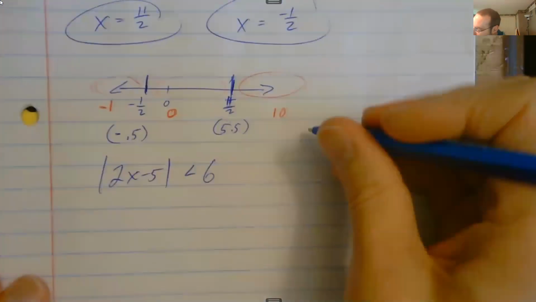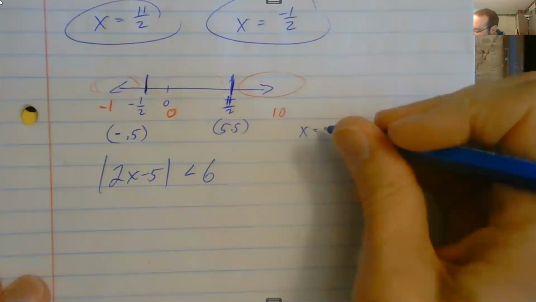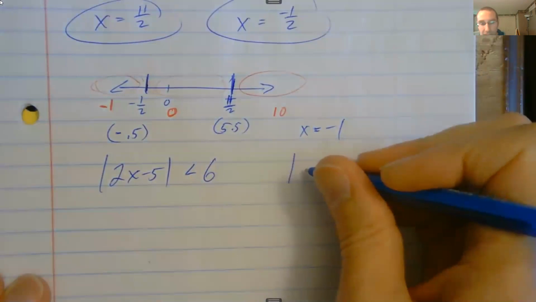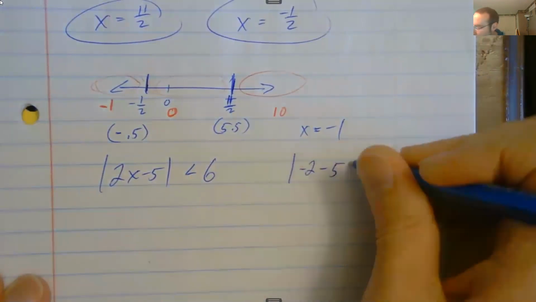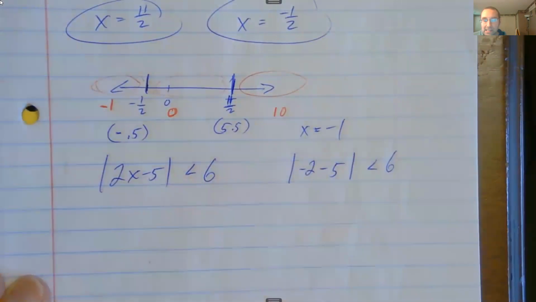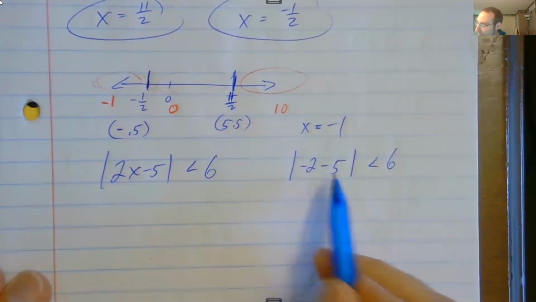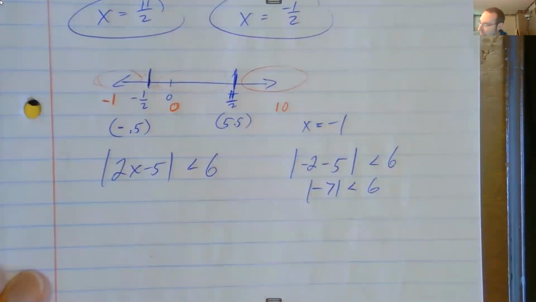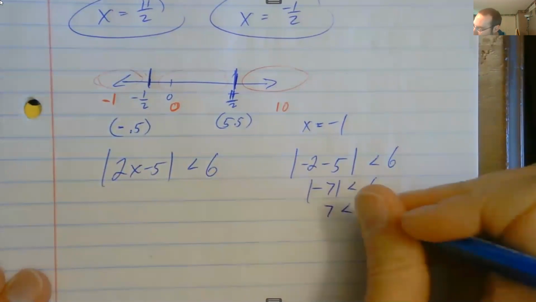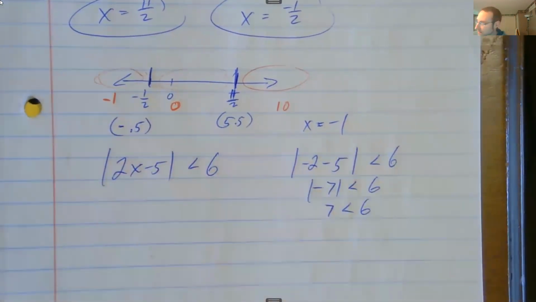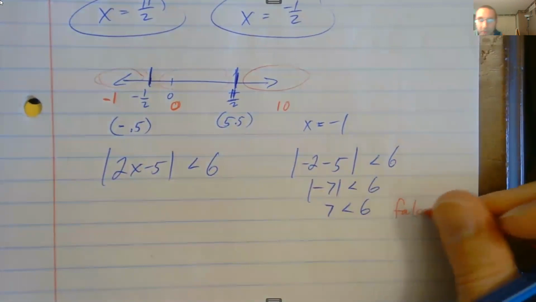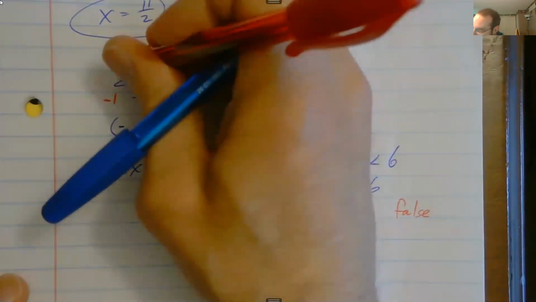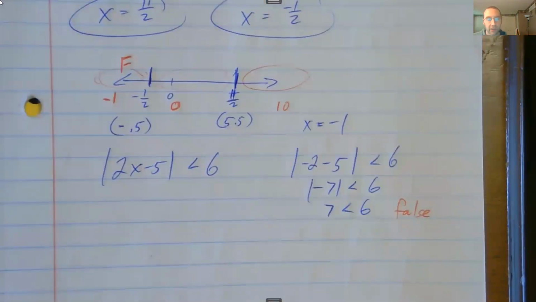All right, so I'm going to try them right here. What if x is negative 1? If I test that, I get the absolute value of 2 times negative 1, negative 2, minus 5. Is that less than 6? That's the question. Well, negative 2 minus 5 is negative 7, and the absolute value of negative 7 is positive 7. So is 7 less than 6? No, that's false. Over here I tested something to the left of negative 1 half, and I got something false. I'm going to put an F for false.